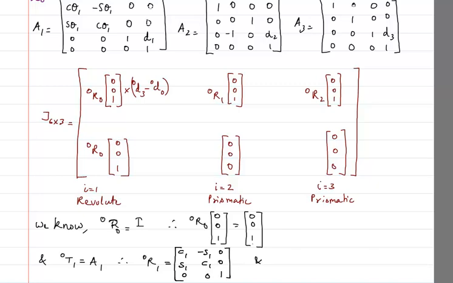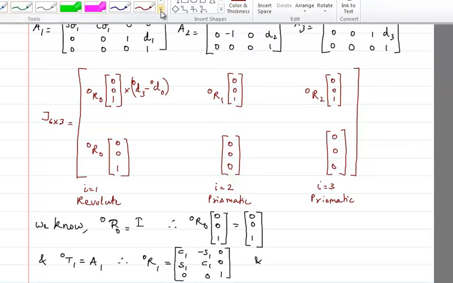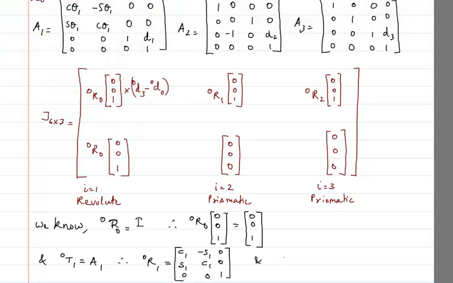And if I want to find out this value, then I will have to multiply with 0 0 1. So if I multiply 0r1 with 0 0 1, as you can see I will take only the third column. So the third column, the answer will come as 0 0 1. Correct. So that is also done.